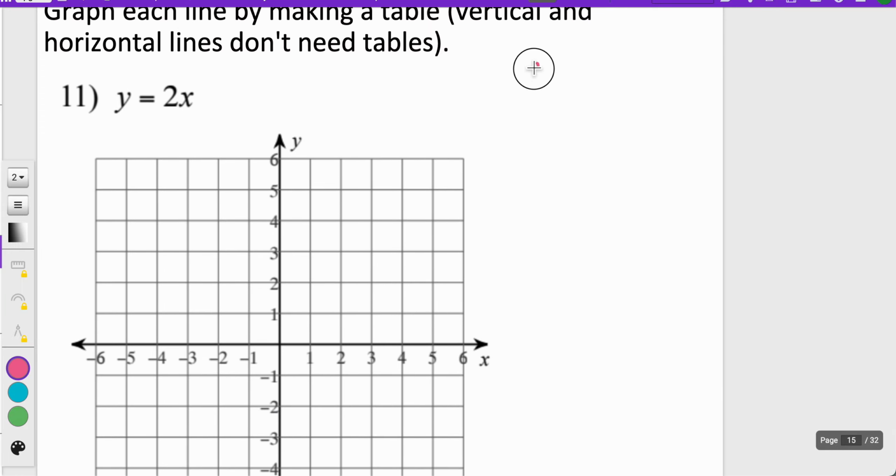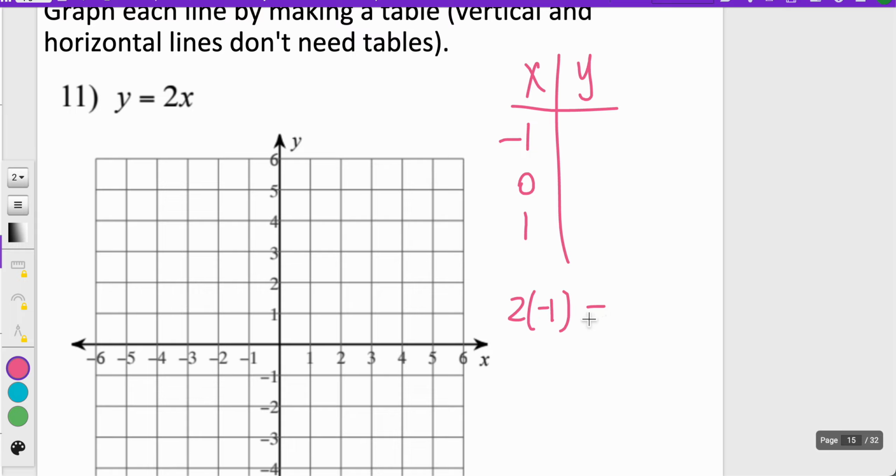And then for this one, my xy table, no fractions, so I just use my negative 1, 0, and 1. 2 times negative 1 is negative 2.